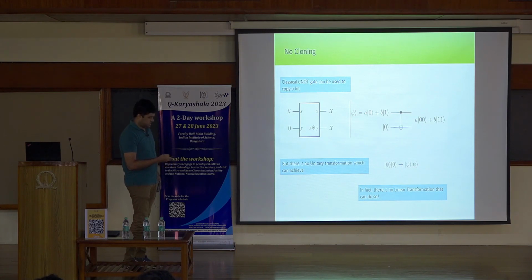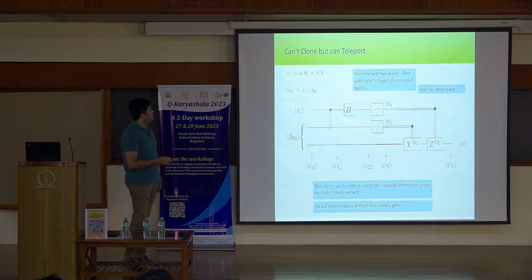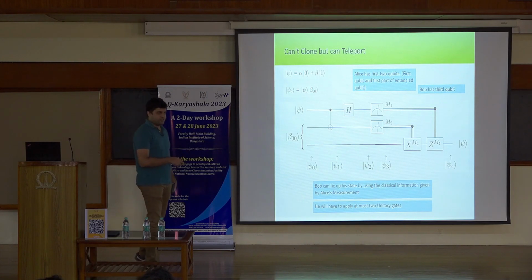But you can actually teleport quantum information in the sense that you can use an entangled pair of qubits, a system of 2 qubits which are entangled. Give one to Alice and give one to Bob, and based on the measurements that Alice makes, Bob can fix up his qubit to retrieve that state. You should work these things out for yourself.